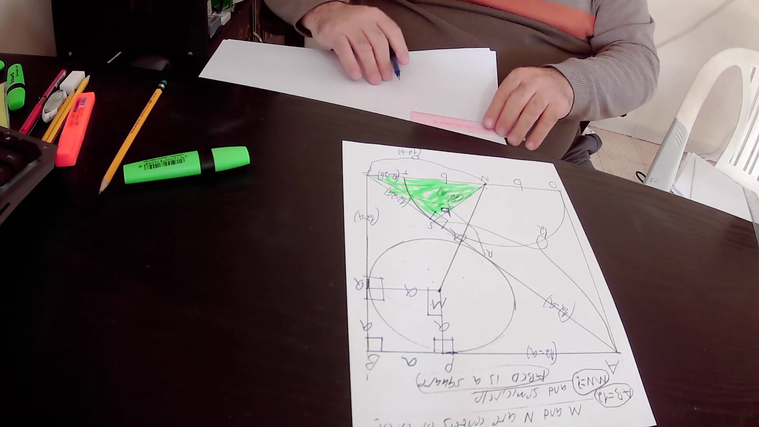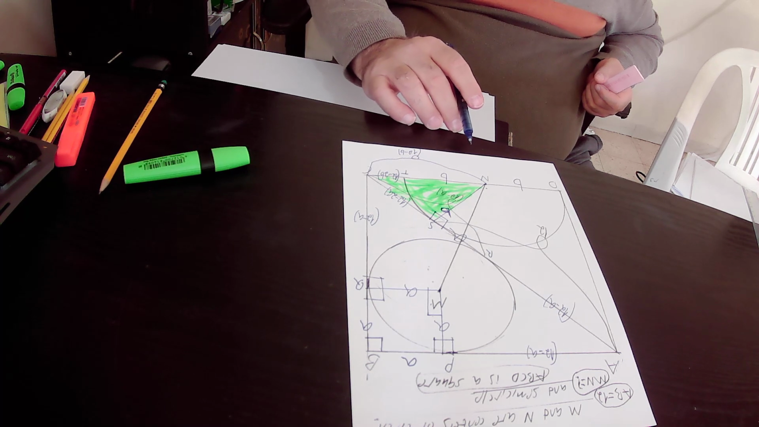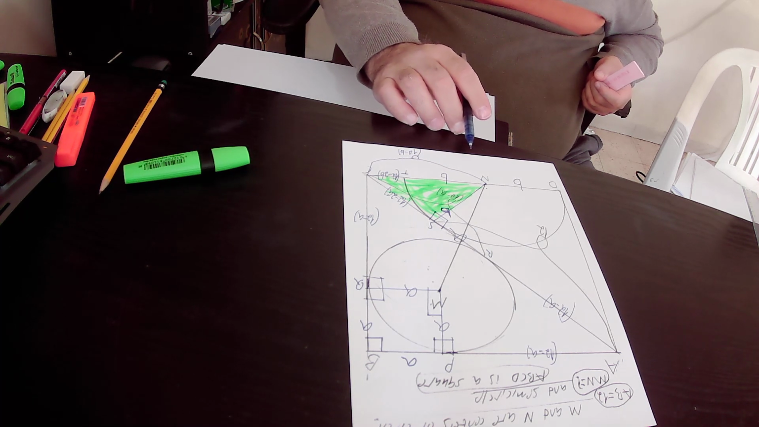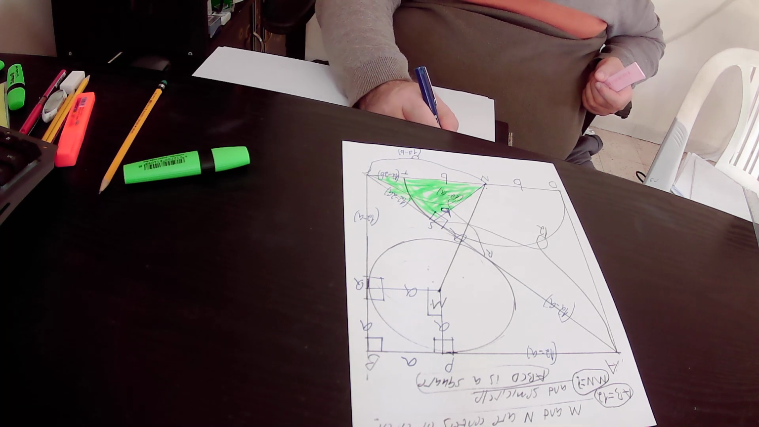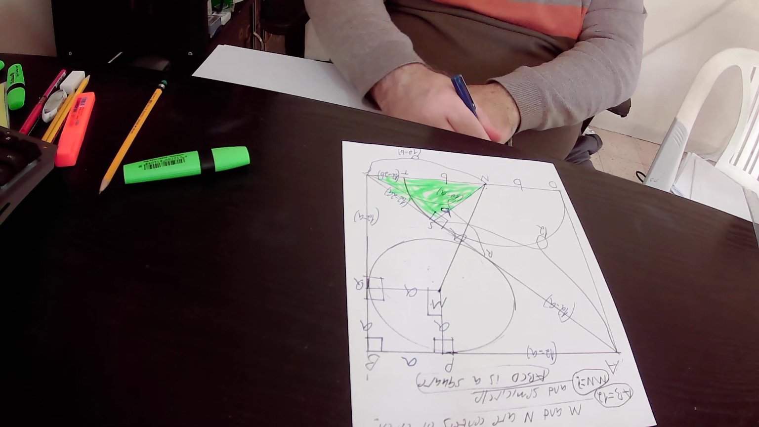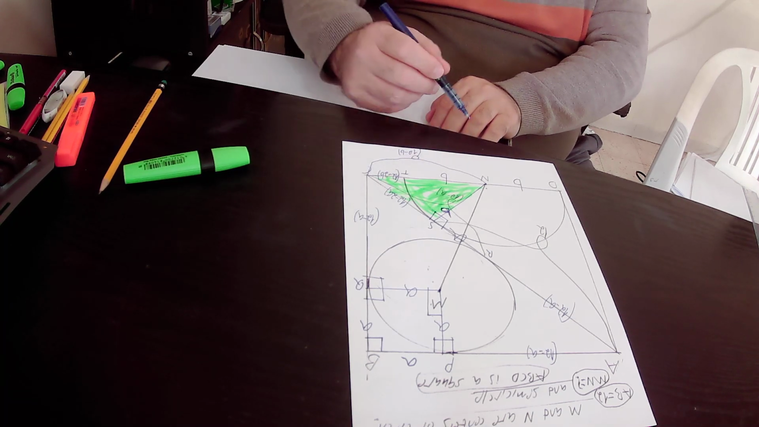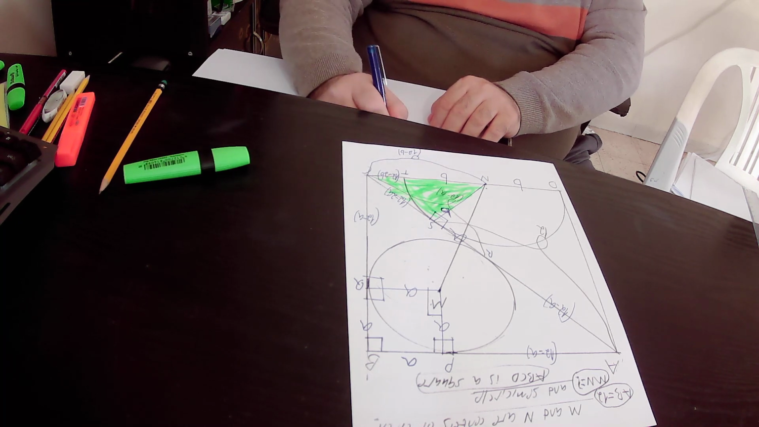According to the Pythagoras theorem, the square of the hypotenuse equals the sum of the squares of the perpendiculars, that is to say, NC square will be equal to NS square plus SC square.